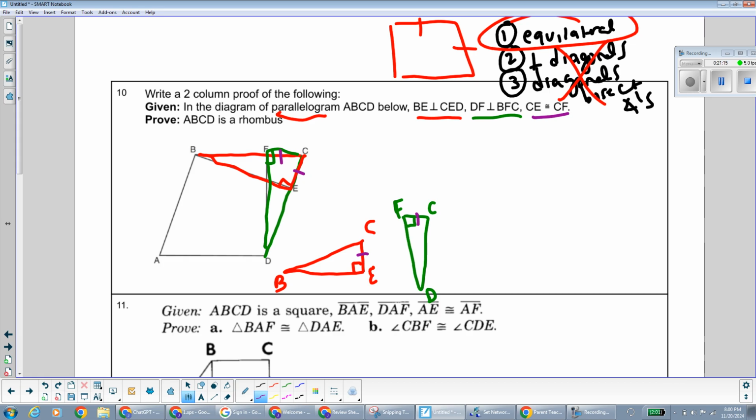I need some more information. The triangles are overlapping, so they're touching. There must be something shared. I see letter C is in both triangles. And that means angle C is shared between the red and the green triangle. Notice how they're both angle C. They're the same exact angle. That's reflexive property. We have angle side angle. Let's write this up.